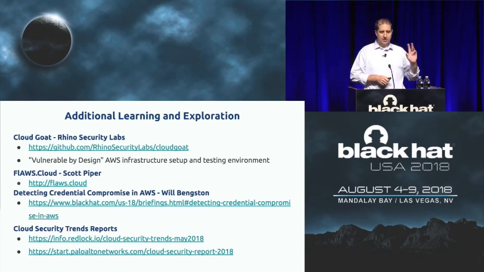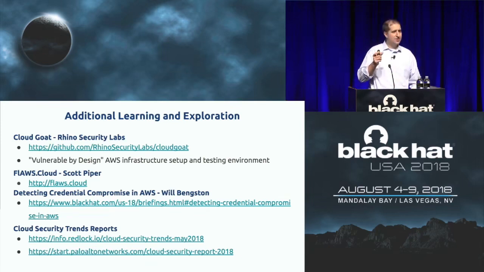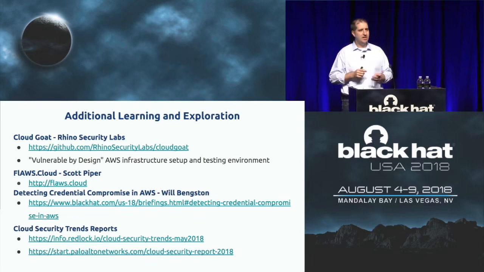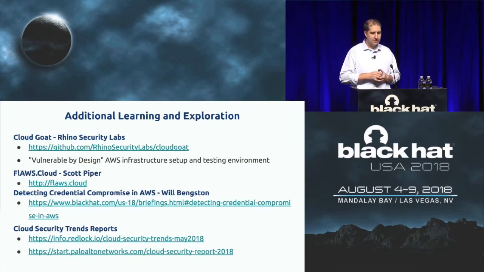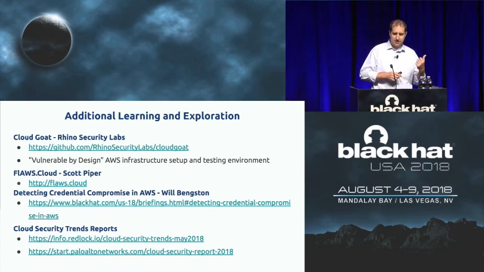And finally, some additional learning and exploration links here. CloudGoat from Rhino Security Labs, that's a great one. flAWS, the AWS challenge by Scott Piper, is another kind of mini CTF challenge. It helps you explore those pathways as you're looking through some of the escalation and moving around inside of accounts. And yesterday's talk from Will Bankston of Netflix, Detecting Credential Compromise, was a really good one. If you didn't get a chance to see that, go back in your time machine. It was at 10:30 yesterday.